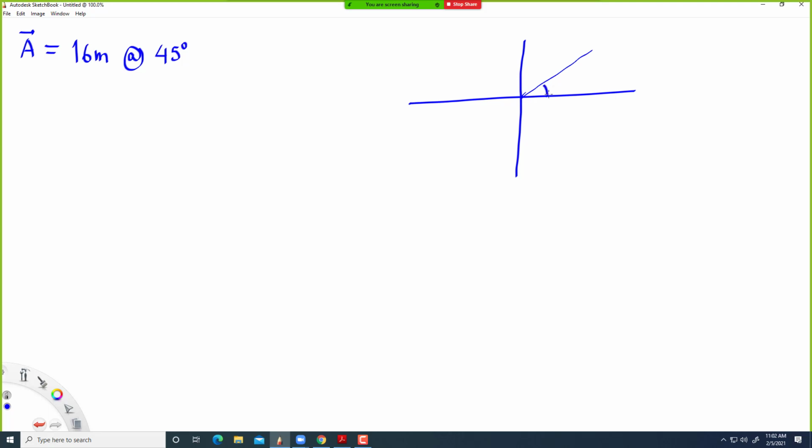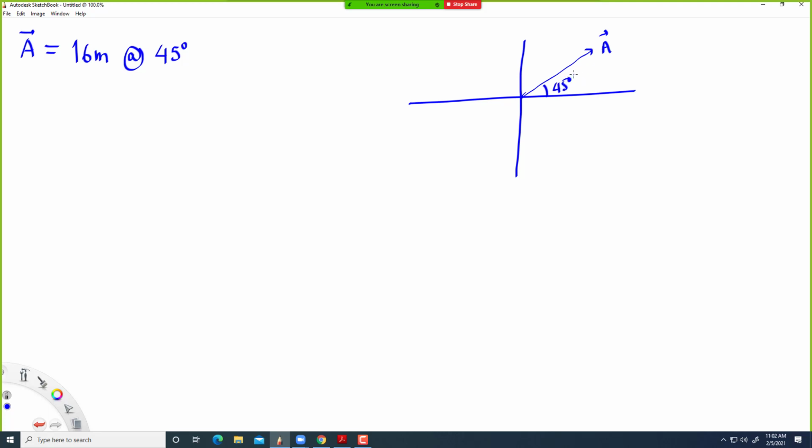So on number 4, you're given two vectors. Let's call those vectors A and B. So A is 16 meters at 45 degrees. So if I want to represent this on a graph, I can represent this on the quadrant. So 45 degrees is like that. So that's vector A.